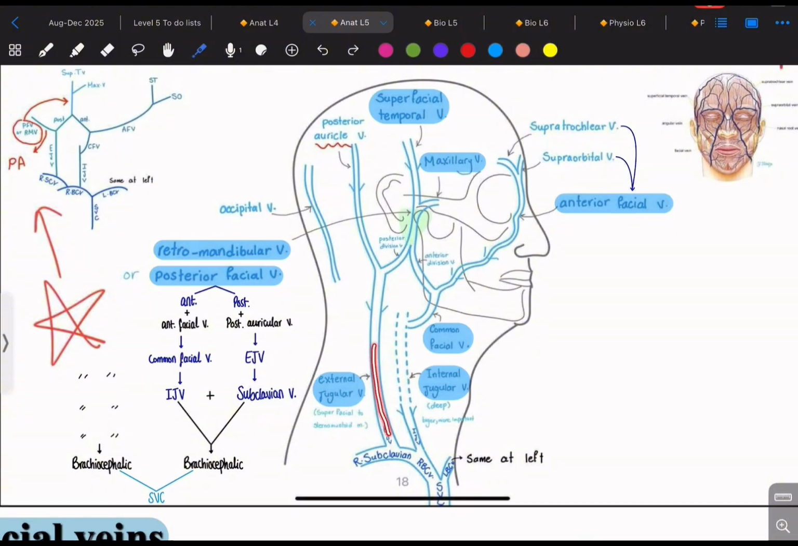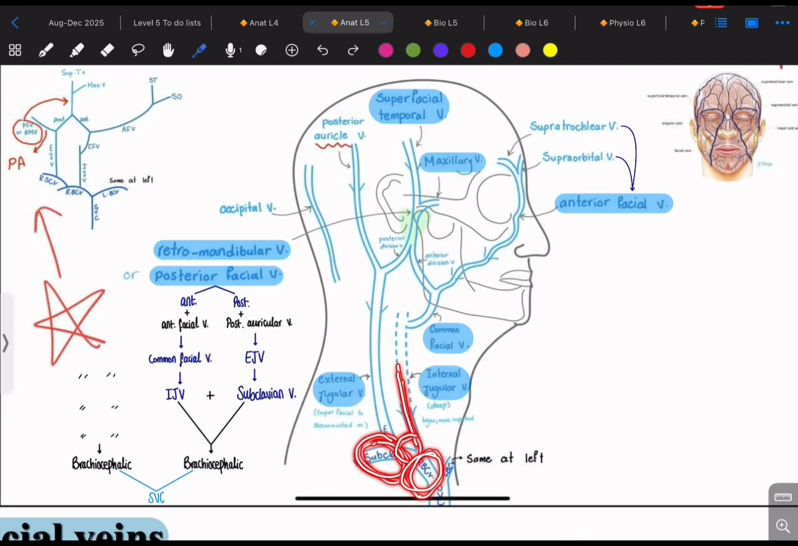Now, the external and internal jugular veins are moving downwards till they reach their final destination, which is the superior vena cava, right? So let's see how they're going to reach the superior vena cava. The external jugular is going to move downwards till it reaches the subclavian vein. Once it reaches the subclavian vein, it's going to unite with another vein. Which vein is it going to unite with? It's going to unite with the internal jugular vein. So when the subclavian and the internal jugular unite together, they give us the brachiocephalic vein.